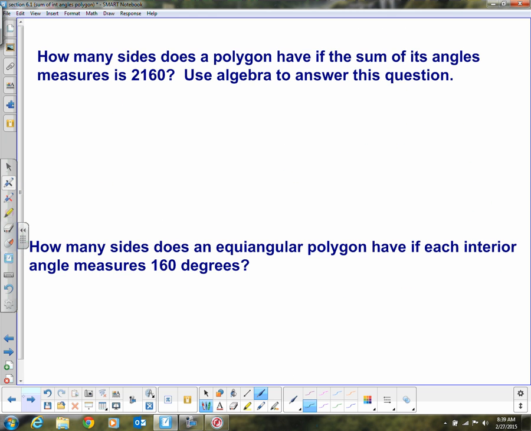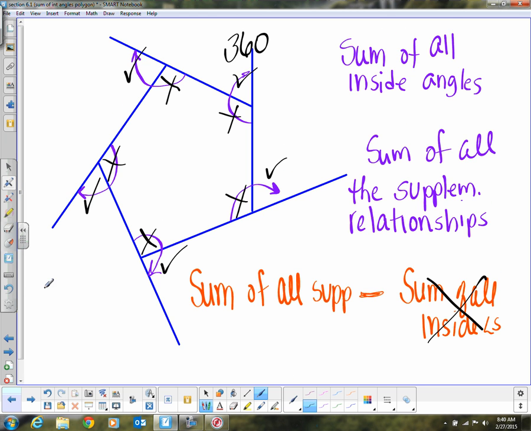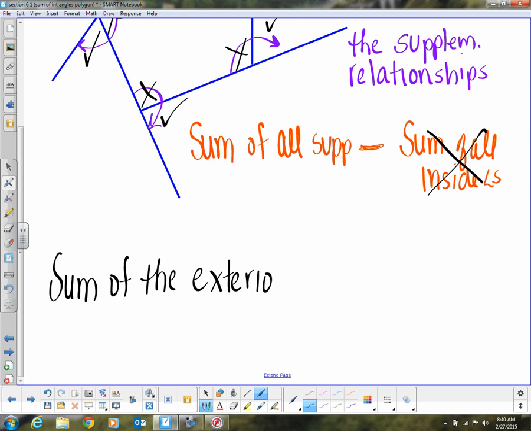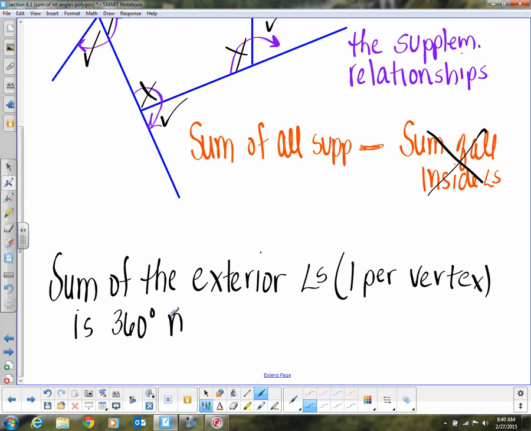So in other words, the sum of, now we're going to call these exterior. What does exterior mean? Right, the sum of the exterior angles. Now this is important. One per vertex is 360 degrees no matter how many sides.